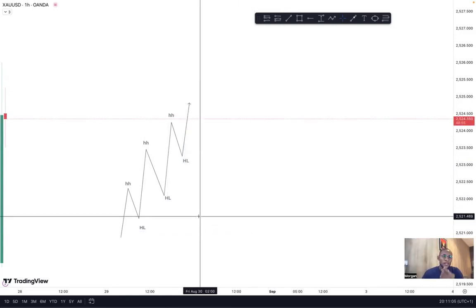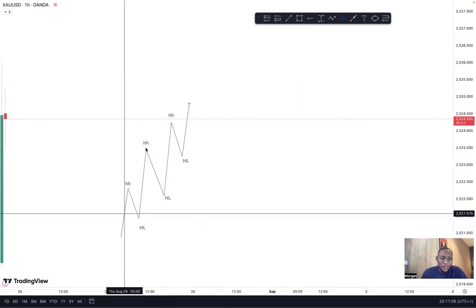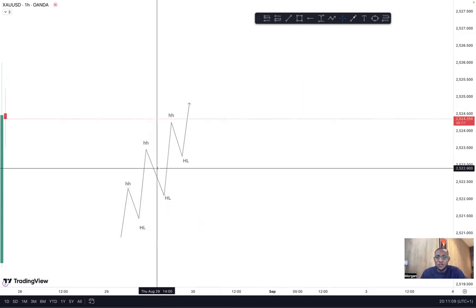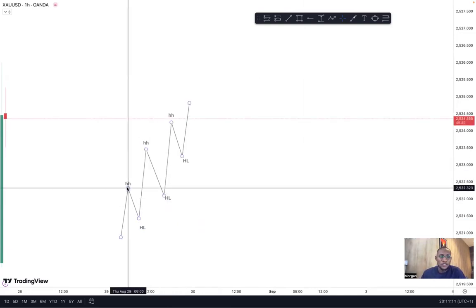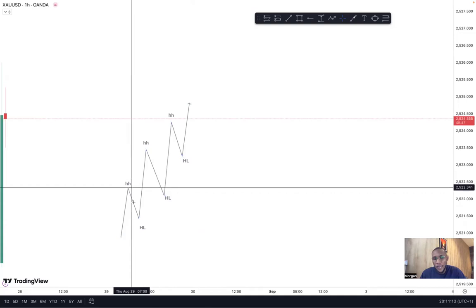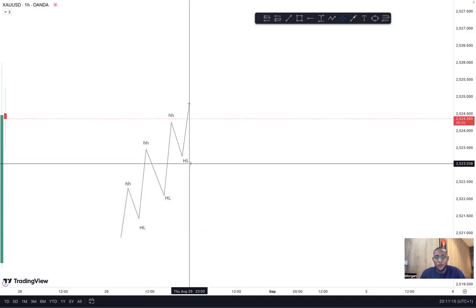Okay, so when the price is trending up, you're going to see patterns like this. This is what I call higher low, higher high, higher low, higher high, higher low. When price is making a higher high, a higher low, higher high, higher low, it means that price is trending to the upside.